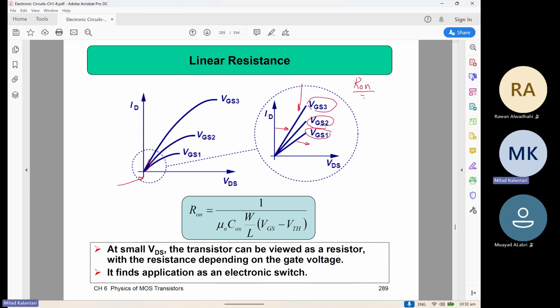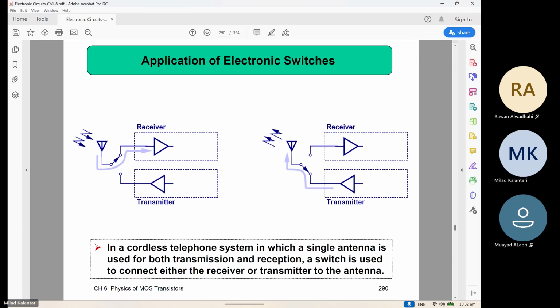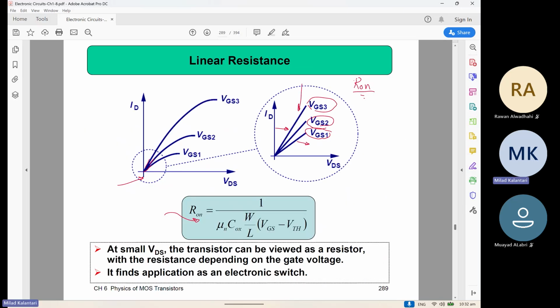And based on the initial equation, you can calculate this R on value according to this equation at the small VDS. So based on this, we can actually make some variable resistors if needed to tune some of the circuits, right? You can put this device as a resistor and control the value by adjusting the gate source voltage.